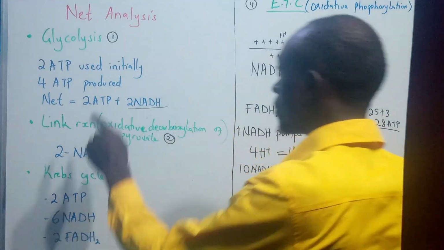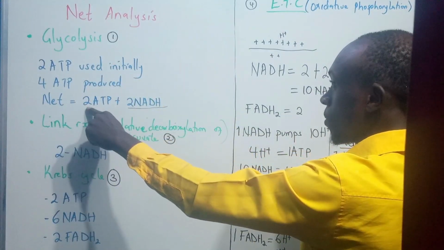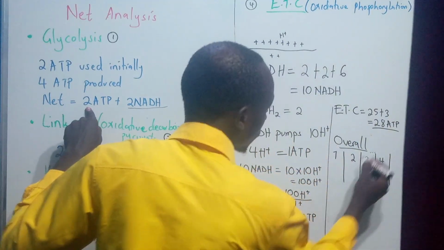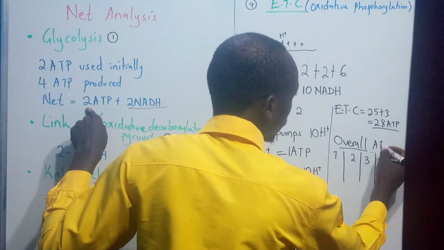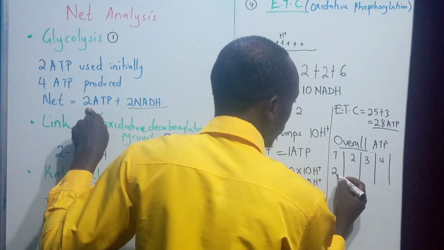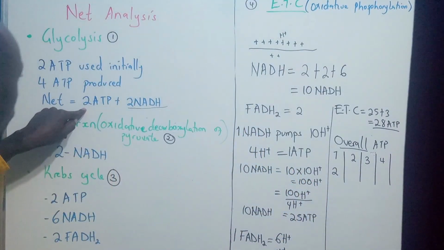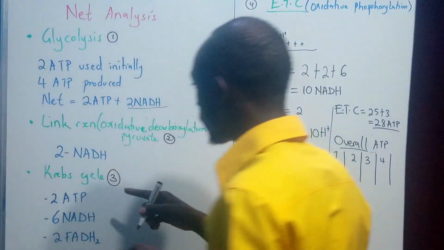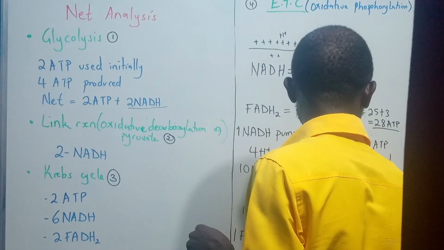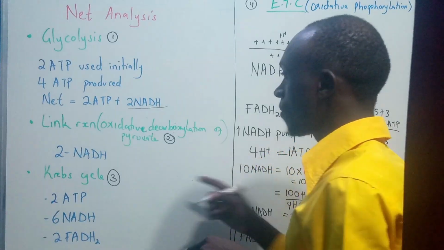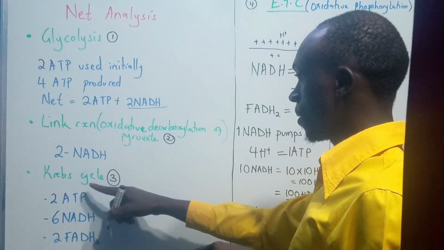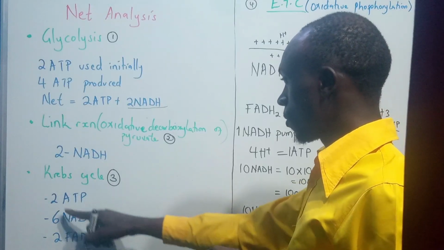So the first stage is the glycolysis. Glycolysis produces a net of 2 ATP. So 2 of them. So we have seen them here. Then in the link reaction, we have 0. We have no ATP produced there. Then in the Krebs cycle, we're having a total of 2.